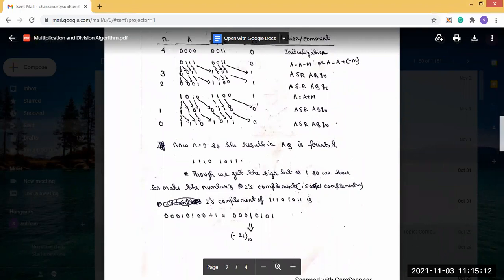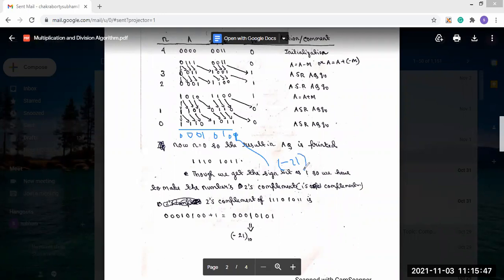Sorry, we have to take only this A and Q. So the 1's complement will be 0 0 0 1 0 1 0 0, and 2's complement means adding 1, so it becomes 0 0 0 1 0 1 0 1. And this is the binary form of minus 21.